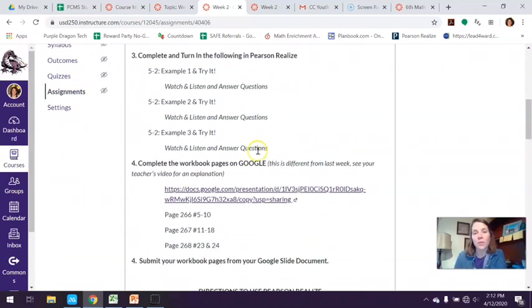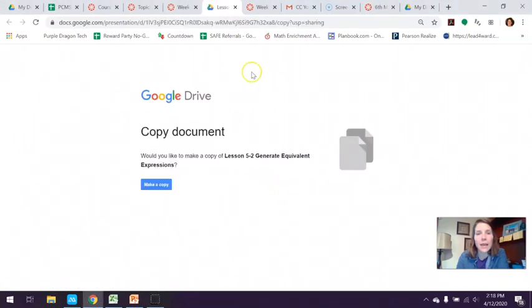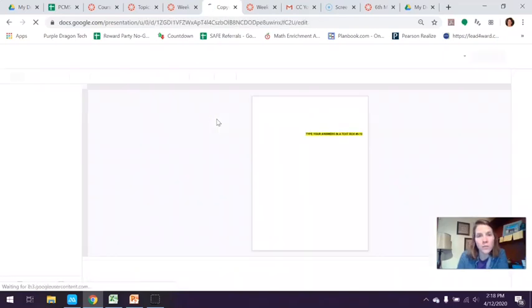The other thing you're going to do is complete your workbook, but complete it on Google. So we will not be doing the workbook in Pearson anymore. I know that has been a real difficulty for us. So you're going to click, and this is going to pull up a copy document. So you're going to make a copy of the workbook pages that we've set up in Google Slides. So you'll make a copy and it'll open a document just for you to work on.